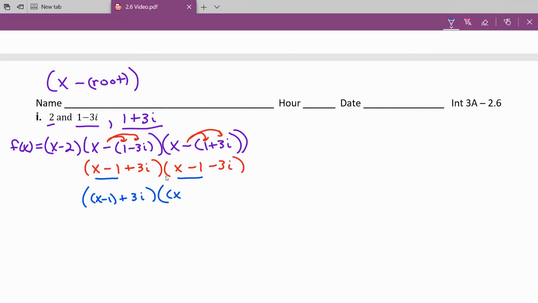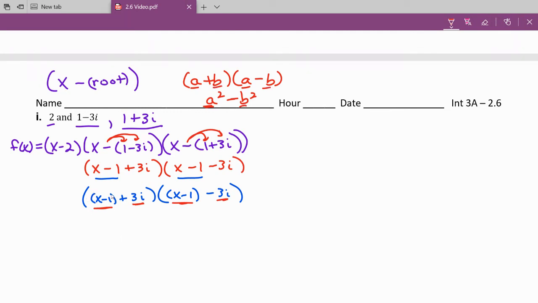and instead of putting the 1 minus 3i and 1 plus 3i in parentheses, if I put x minus 1 in parentheses, and I look at the pattern here, we basically have x minus 1 in front, plus 3i, minus 3i. So we have a sum and a difference. To make this a lot easier to multiply, we're going to use that product rule again that says if you have a plus b times a minus b, it will equal a squared minus b squared, which again is your first term squared minus the second term squared.